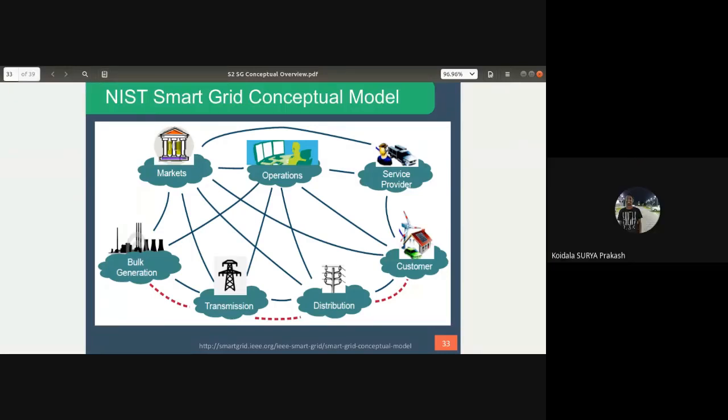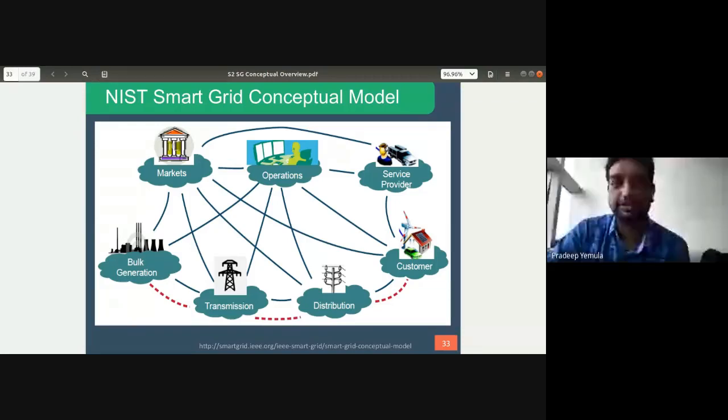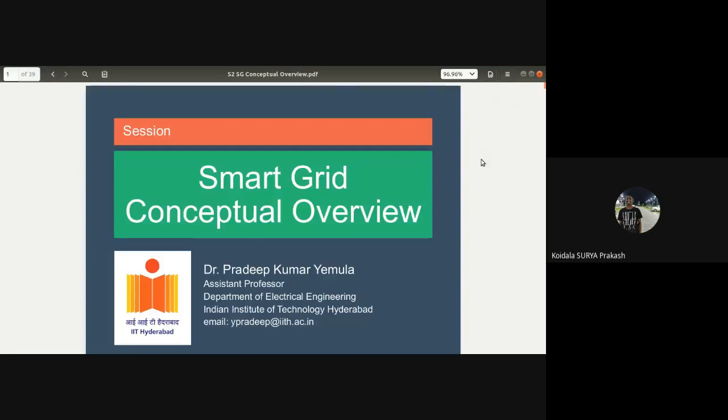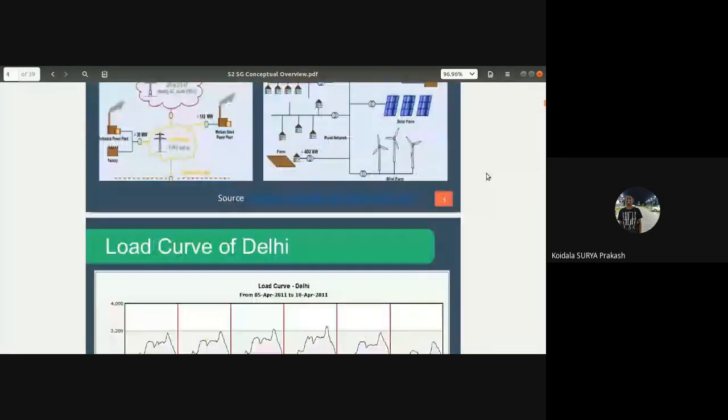Hello, sir, am I audible now? Yes, you are audible. Please go ahead. You were referring to the Delhi grid, right? The Delhi electrical grid system. How do they manage the variable change in load? How do they actually do that in the present scenario?